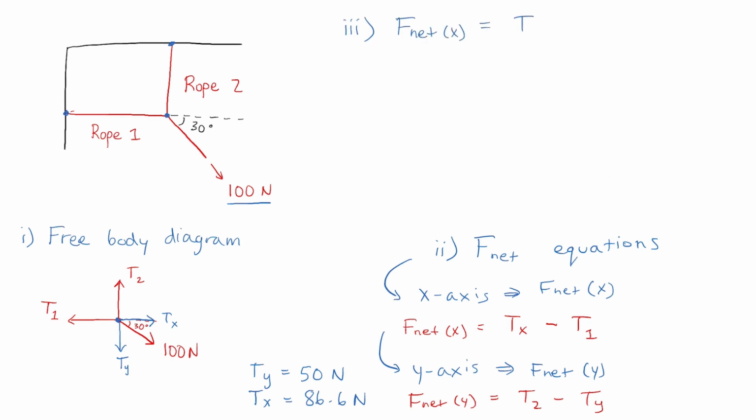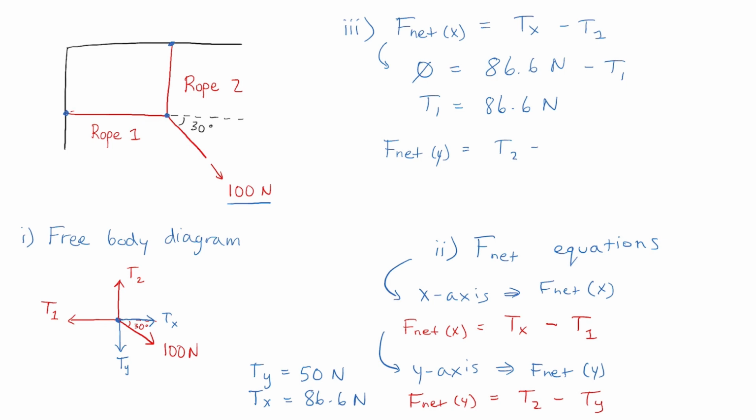Let's start with Fnet x. The key to answering this question is recognizing that none of the ropes are moving. That means the net force is equal to 0. So we can replace Fnet x with 0. Then all we have to do is rearrange for T1, and we find that the tension in rope 1 is 86.6 newtons.